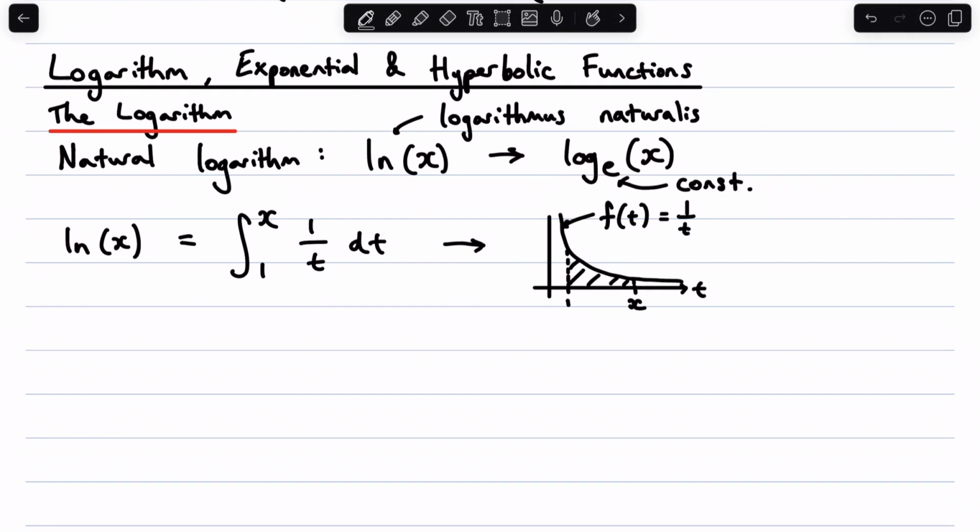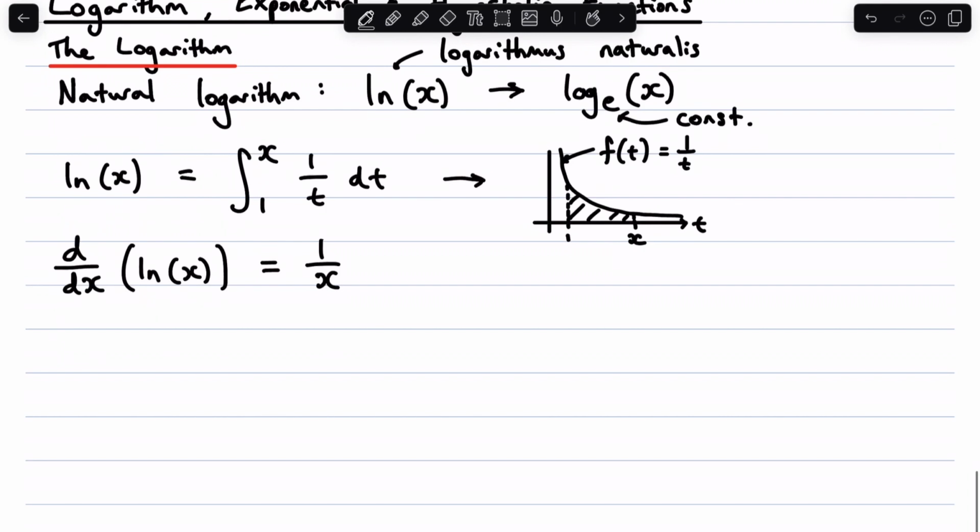From the integral, we can see that if we differentiate the natural logarithm of x, so d by dx of ln x, we will get 1 over x. And it also follows from the plot that if we are finding the natural logarithm of just 1, this is the same as saying the integral from 1 to 1 of 1 over t dt, which will always be 0 because of the limits of the integral being the same.